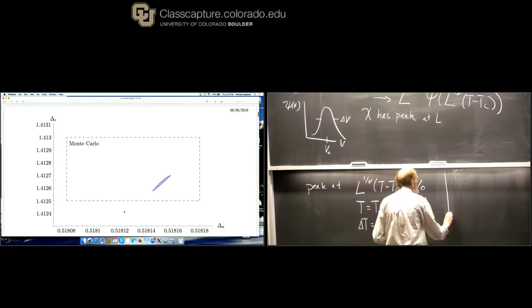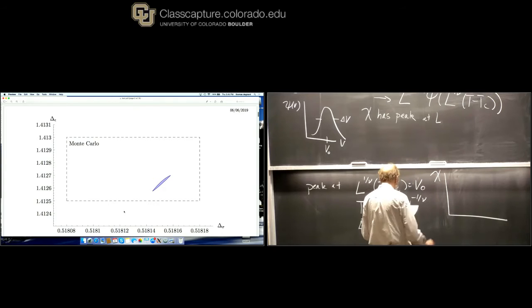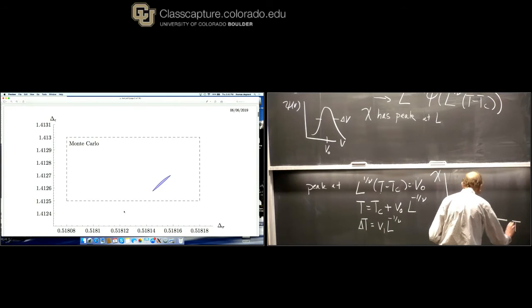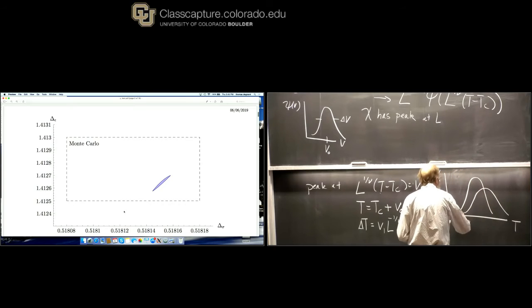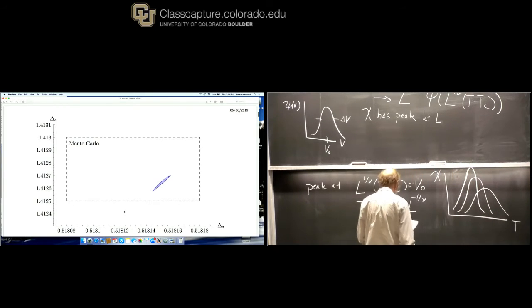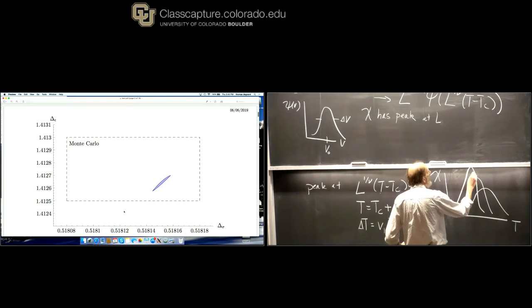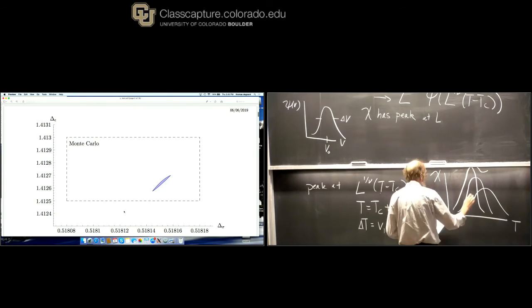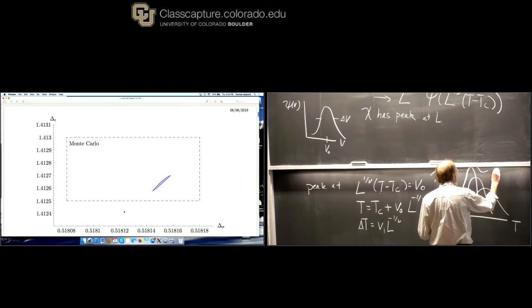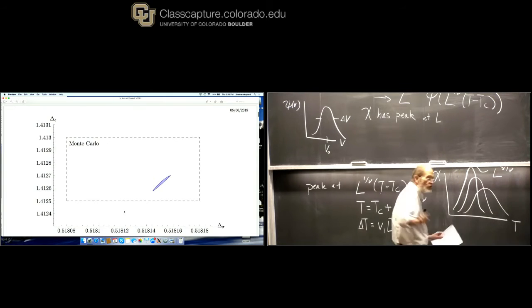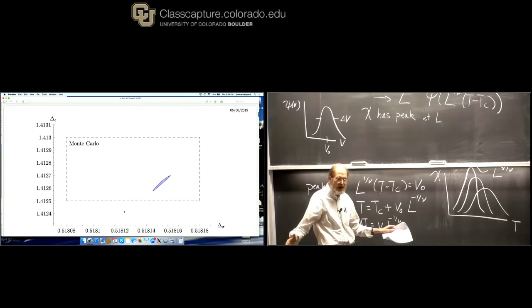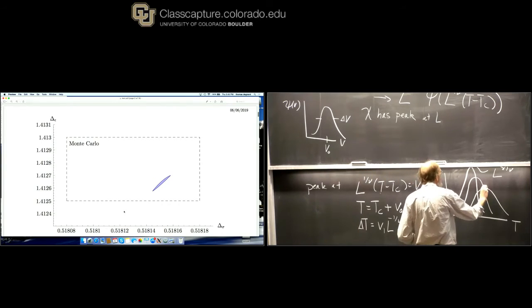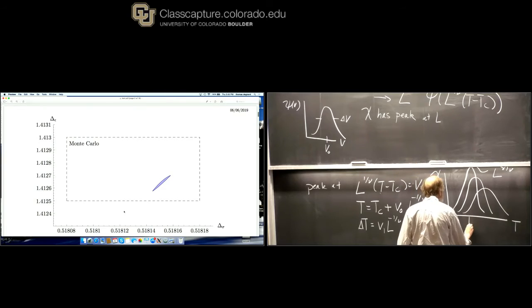And so what this means is that if you look at the susceptibility as a function of temperature, let me try to sketch it right here. As the volume gets bigger, the peak in the susceptibility scales as L to the gamma over nu. That is, your susceptibility peaks and peaks and peaks as the volume gets bigger and bigger, because it's trying to go critical. So you have a peak that moves, and the location of the peak scales like L to the minus 1 over nu.